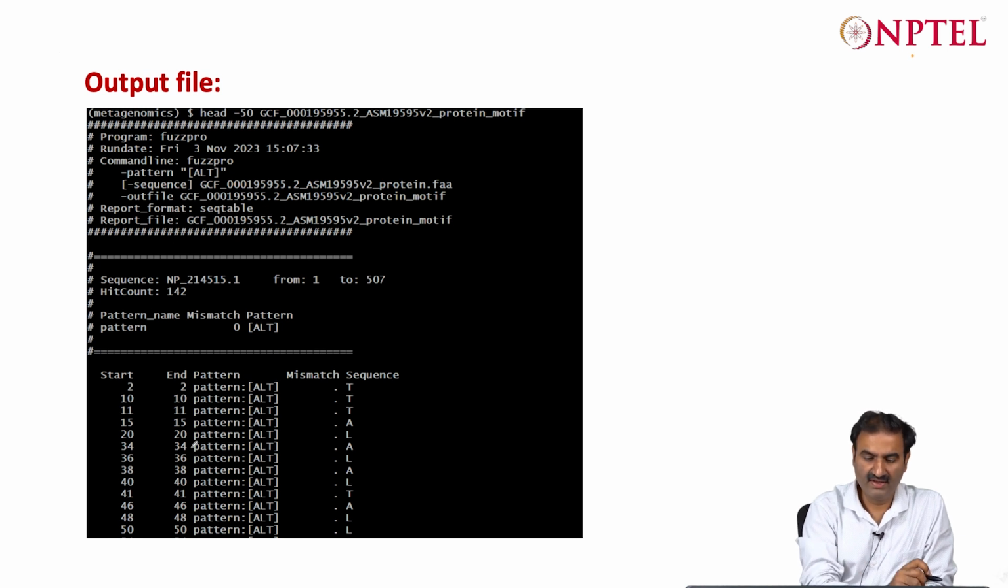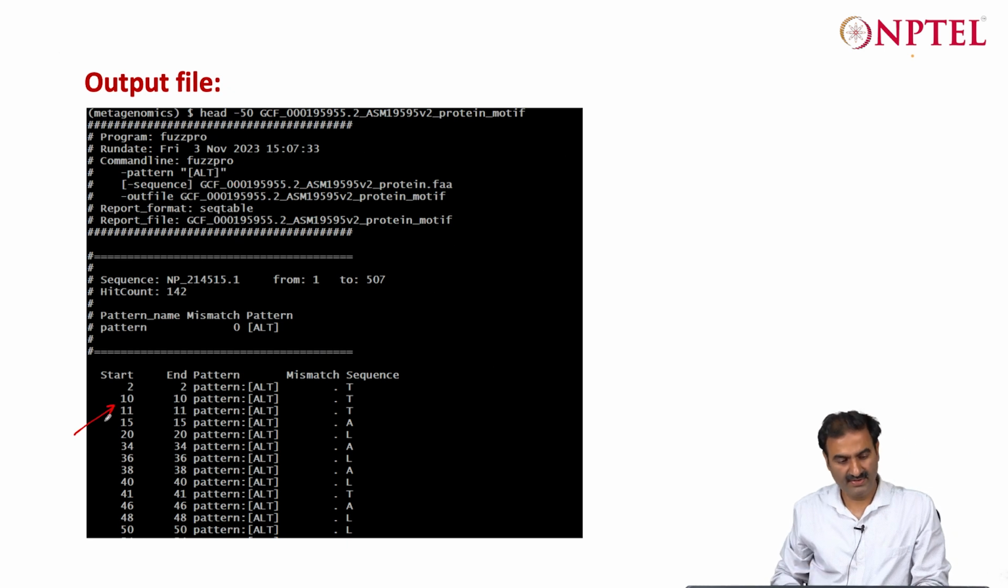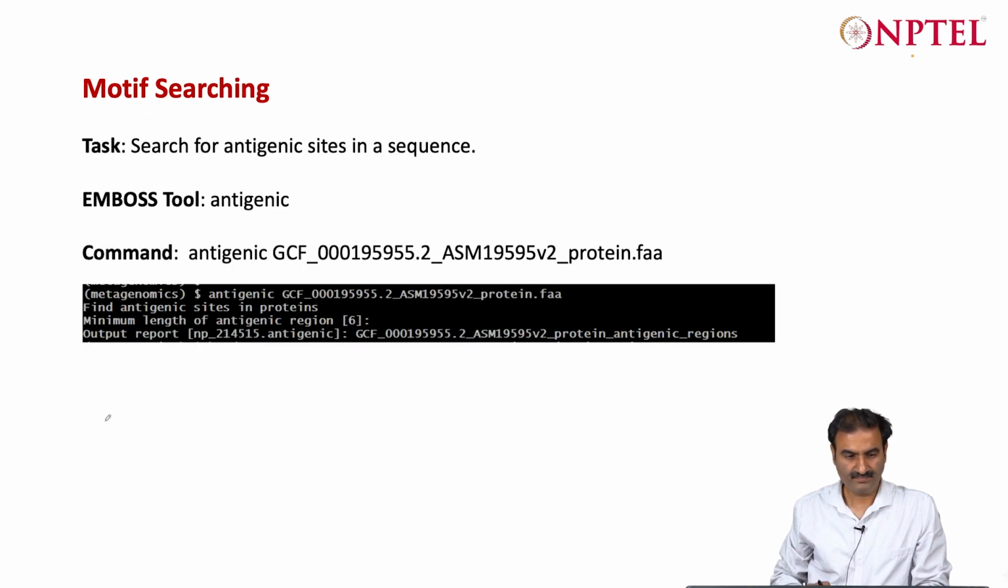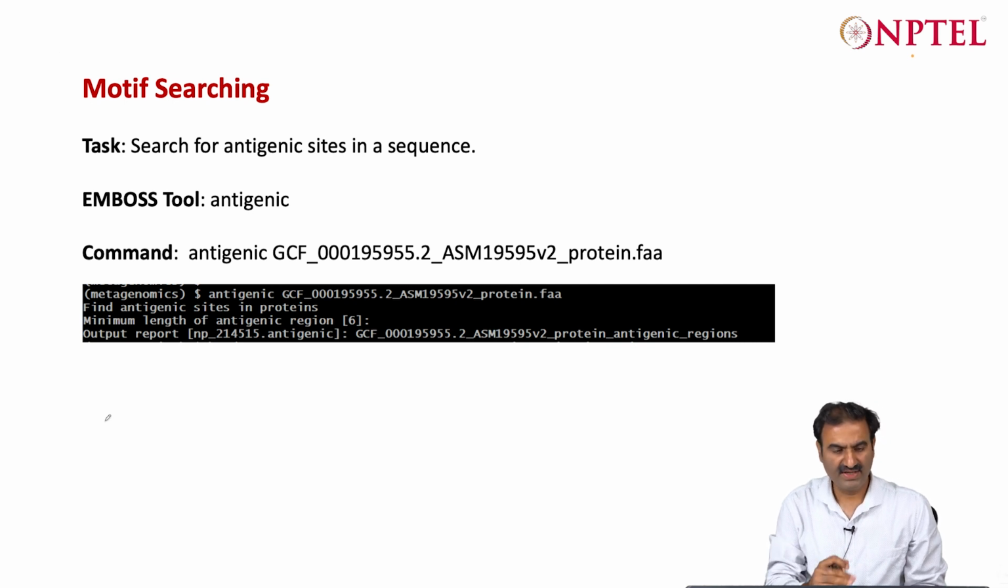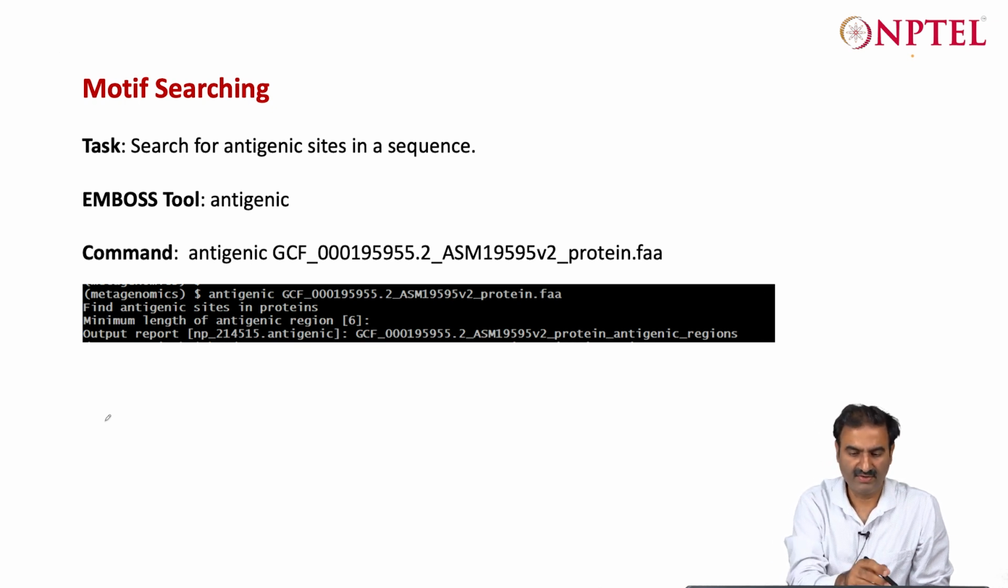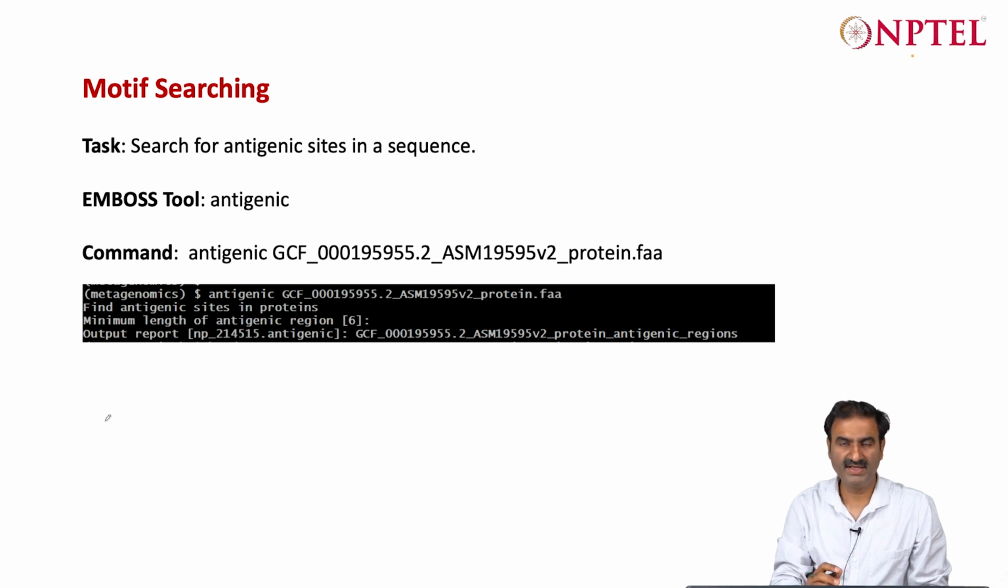If it was just a single amino acid you are finding, it mentions the start to end location. If it is a long motif, it will tell you the longer length also, like 2 to 5 or 2 to 10. But here it was just one amino acid, so it is just mentioning one amino acid. Similarly, antigenic is another option that you can try to look for antigenic regions in a protein, which is sometimes important for calculating the antigenicity of a protein for various research purposes.